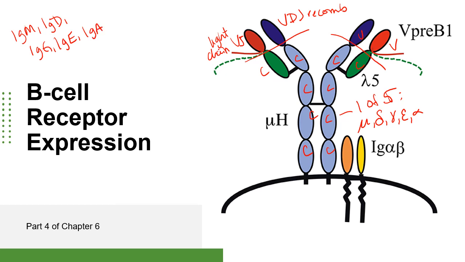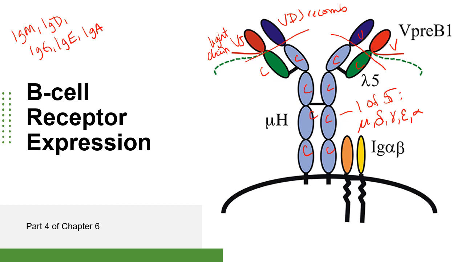So mu is for IgM, M is in mu. Delta, IgD. Gamma, IgG. Epsilon, IgE. Alpha, IgA. Those are the Greek letters that roughly correspond to M, D, G, E, and A.